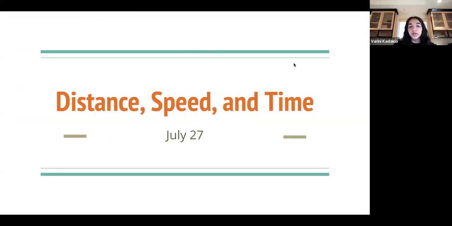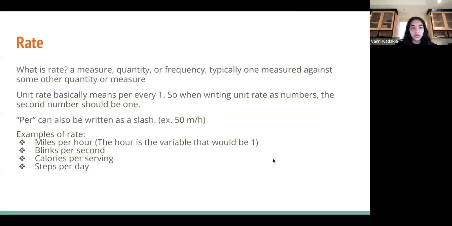Okay, so today we're gonna go over distance, speed, and time questions. The first thing we should go over is some vocabulary. A lot of what we will be doing today will relate to rates, which is a measure, quantity, or frequency, typically measured against some other quantity or measure.